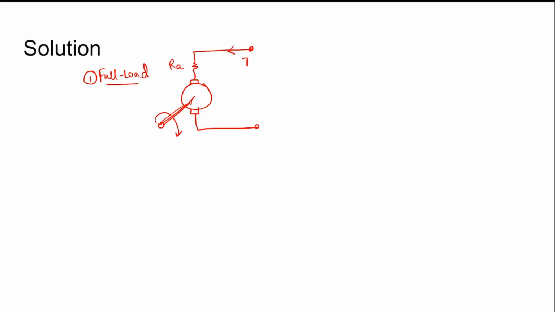Now coming to the solution, case 1. This was the armature circuit with Ra as the resistance, and the motor at full load condition. It was drawing 7 ampere on full load and running at 1200 rpm. Now with this we have the field circuit also. This is the field circuit, it is Rf. Now Vt applied is 120 volt DC.